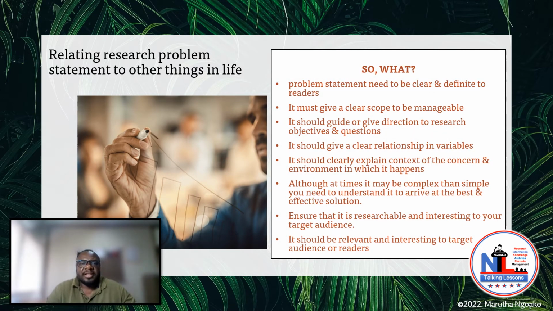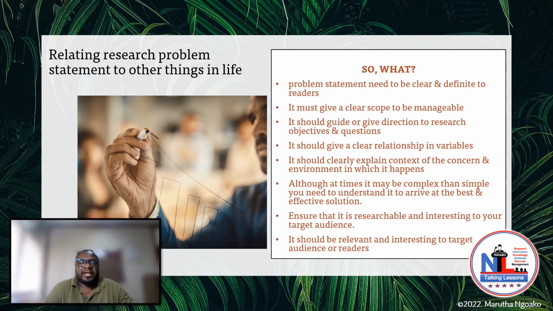So what? The problem statement needs to be clear and defined to the reader in such a way that is understandable, to make sure that the reader flows well with reading within the content. It must give a clear scope to be manageable, and it should guide or give direction to research objectives and questions. So research objectives and questions should best build out of the best research problem statement. It should clearly explain the context of the concern and the environment in which it happens.